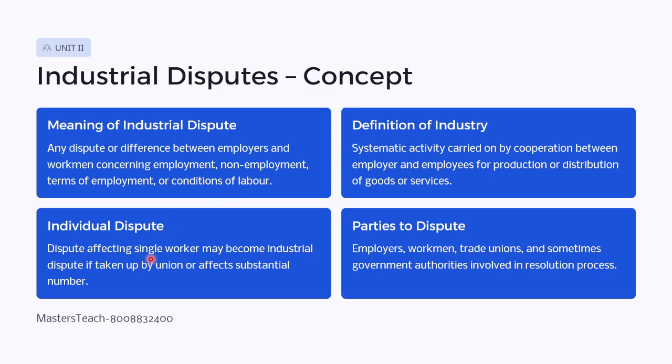Disputes affecting a single worker may become an industrial dispute if taken up by the union or if they affect a substantial number of members. Definition of industry: systematic activity carried on by cooperation between employer and employees for the production or distribution of goods and services. Parties to a dispute: employer, workmen, trade union, and sometimes government authorities are involved in the resolution process.